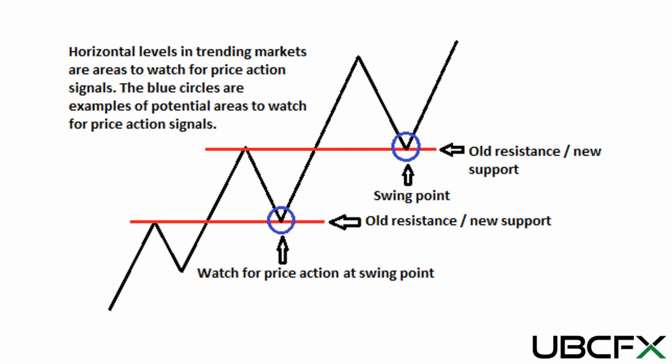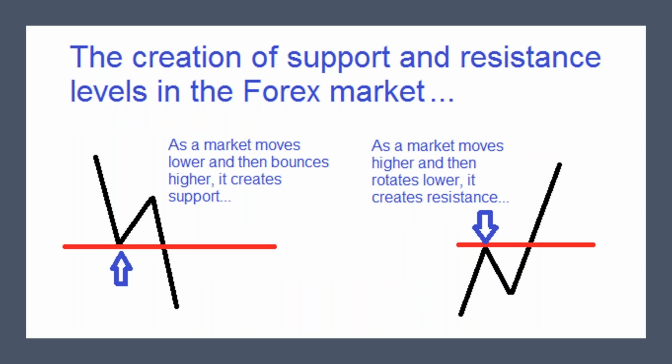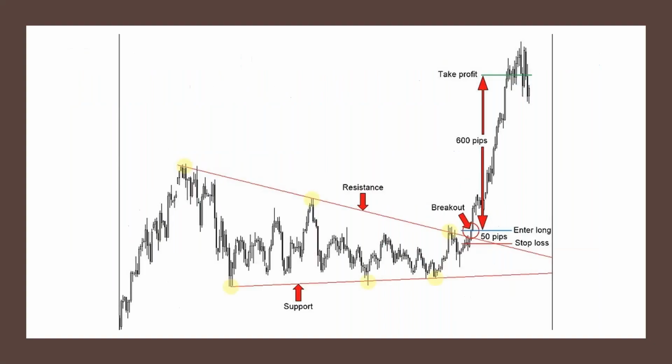You can identify swing lows and swing highs of a trend line. So as the market moves lower and then bounces higher, it creates support. As the market moves higher and then rotates lower, it creates resistance. And these lines of support and resistance also reverse as price comes near each one of these levels.